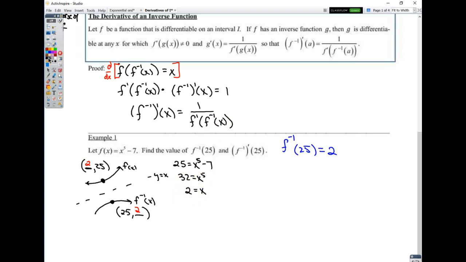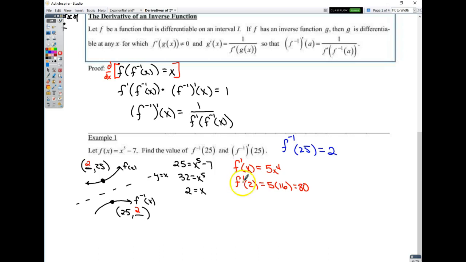So now what I can do to make my life a little bit easier is find f prime of x. If f of x is x to the 5th plus 7, then f prime of x is 5x to the 4th. And what this tells me to do is take f inverse of 25, which we just said was 2, and take the derivative of f and sub in that 2. So I want to find f prime of 2, which is 2, 4, 8, 16 times 5. 5 times 16, which is 80.